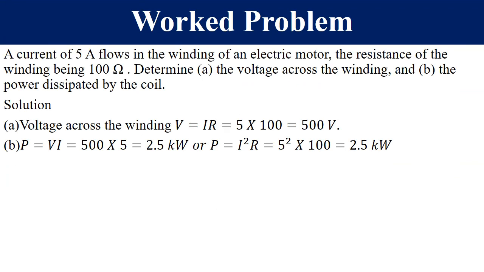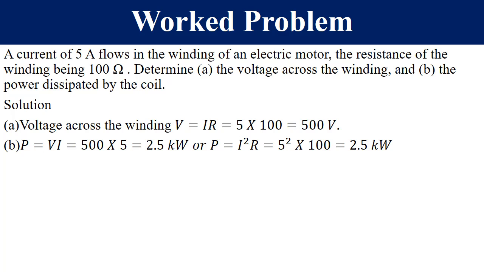Here is a worked problem for you so that you are guided on how you tackle such a question. A current of 5 amps flows in the winding of an electric motor with a resistance of 100 ohms, and you are asked to determine the voltage across the winding. You simply use Ohm's law. V is equal to IR. I is 5 and R is 100 ohms. If you calculate, you must get 500 volts.